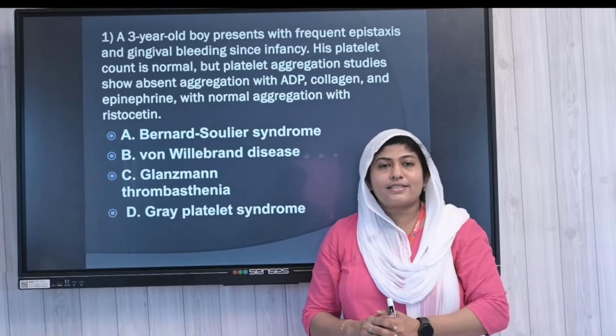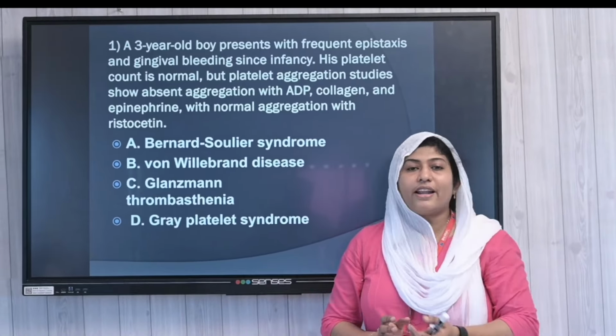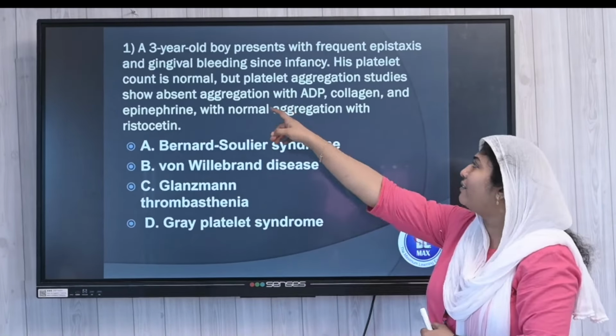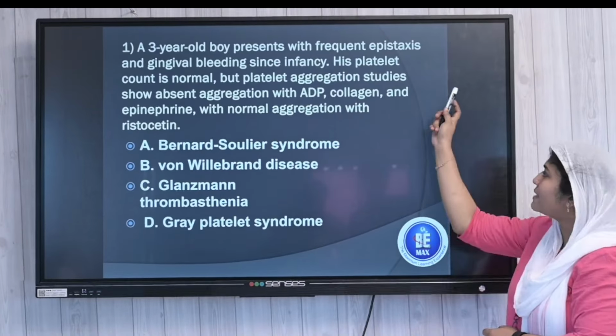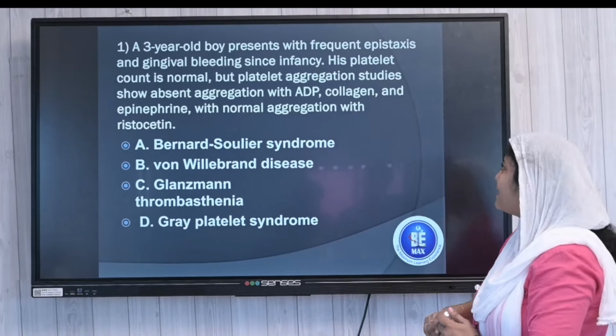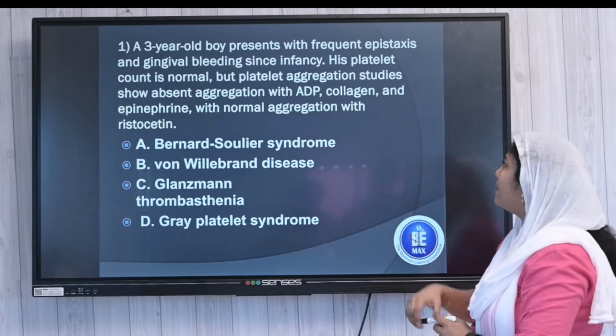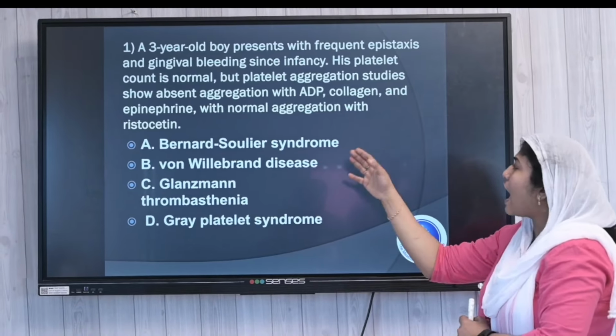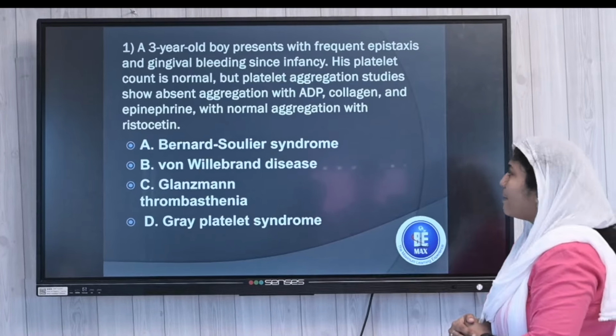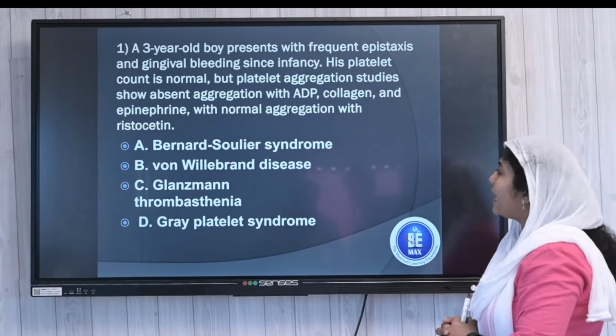So now we can discuss some questions related to the topic I discussed today. So the question: a 3-year-old boy presents with frequent epistaxis and gingival bleeding in infancy. His platelet count is normal but the platelet aggregation study shows absent aggregation with ADP, collagen, epinephrine and normal aggregation with ristocetin.